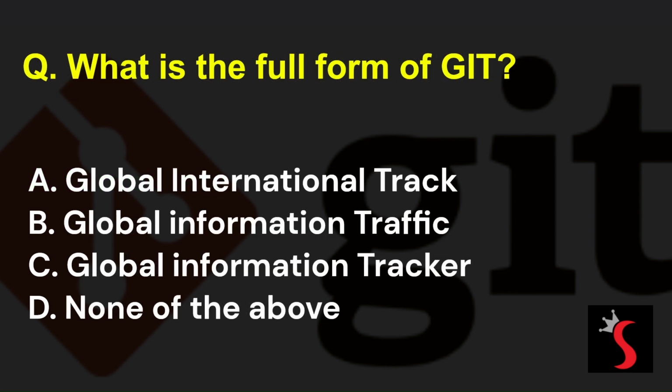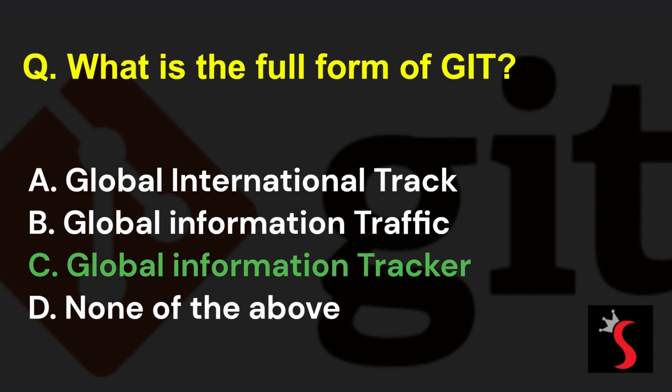What is the full form of Git? A. Global International Track. B. Global Information Traffic. C. Global Information Tracker. D. None of the above. And the correct answer is option C, Global Information Tracker.